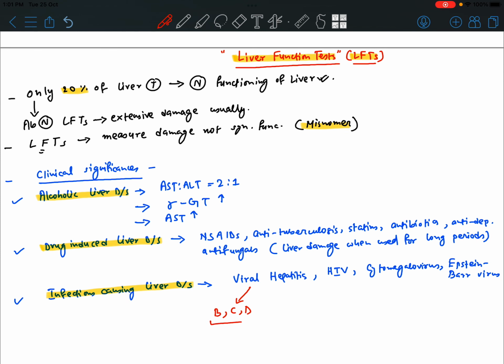So B, C, D chronic; A, E acute. C for chronic, A for acute. Okay.